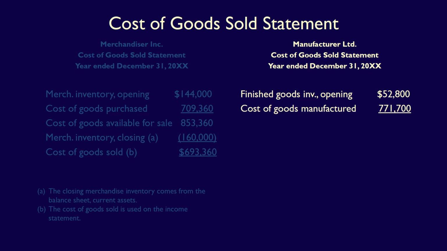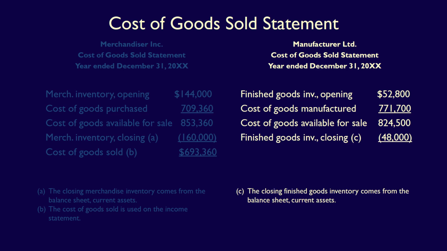But now, instead of using the cost of goods purchased, which is what a merchandiser would use, the manufacturer adds the cost of goods manufactured, all of the inventory which has completed the production process during the period and was ready for sale to a customer, $771,700. Added together, this equals the cost of goods available for sale, the cost of all the inventory which was available for sale to customers during the year, $824,500. We then deduct the closing, also called the ending finished goods inventory, of $48,000.